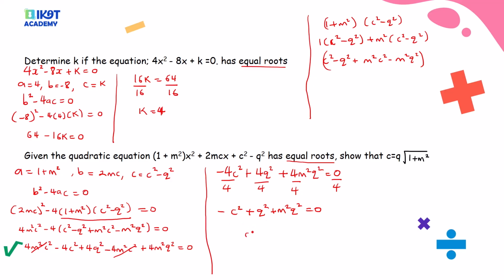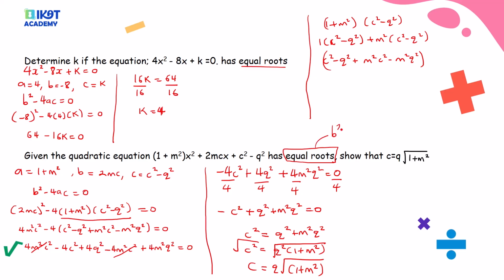So when you make c squared the subject, we will have c squared is equal to q squared plus m squared q squared. So here c squared will be equal to, factorize out q squared, 1 plus m squared. Then we find the square root on both sides. So what do we have? C is equal to q into root of 1 plus m squared. So this is how we've been able to prove this using the condition. So you can get very many other proofs, but you just have to know what condition we need here. For any quadratic equation to have equal roots, b squared minus 4ac is equal to 0.